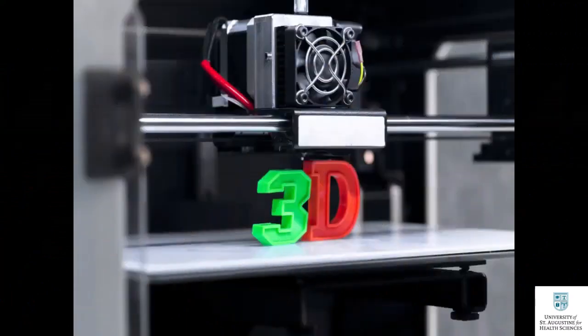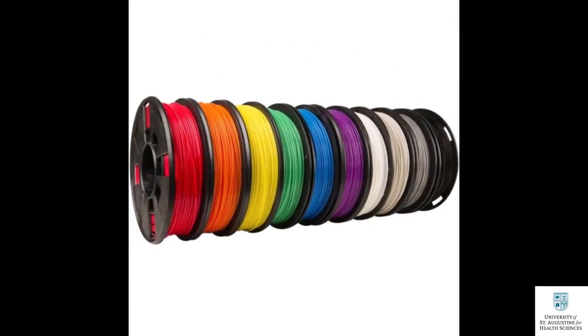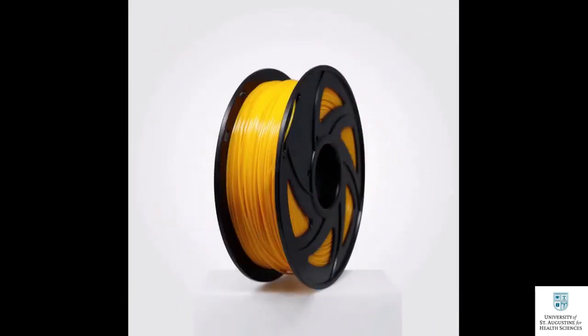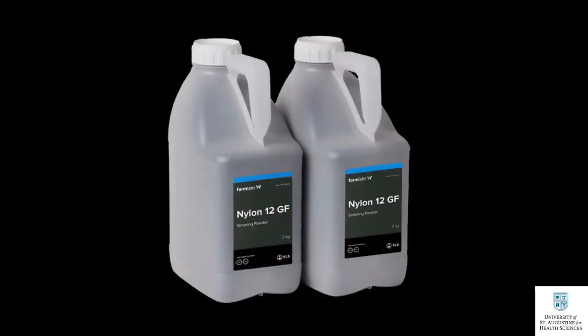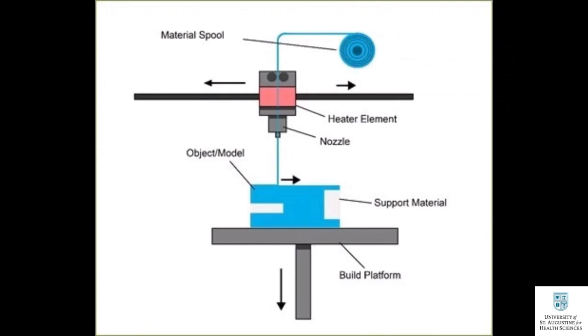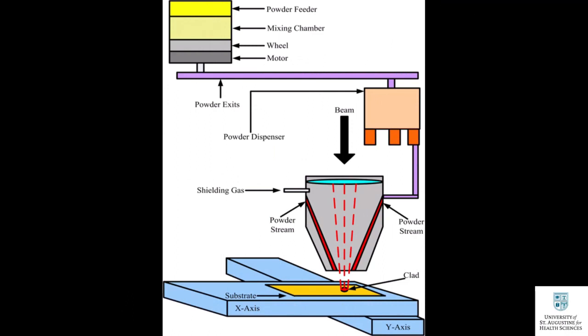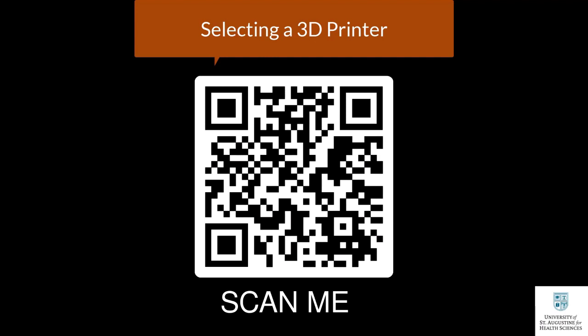The most used 3D printing materials are polylactic acid filaments, also known as PLA filaments, acrylonitrile butadiene styrene filaments, also known as ABS filaments, polyethylene terephthalate glycol filaments, also known as PETG filaments, resin, and polyamide 12 powder. PLA, ABS, and PETG filaments are used with fused deposition modeling 3D printers. Resin is used with stereolithography 3D printers, and polyamide 12 powder is used with selective laser sintering 3D printers. Please check out the video where I discussed types of 3D printers to learn more about these printers.